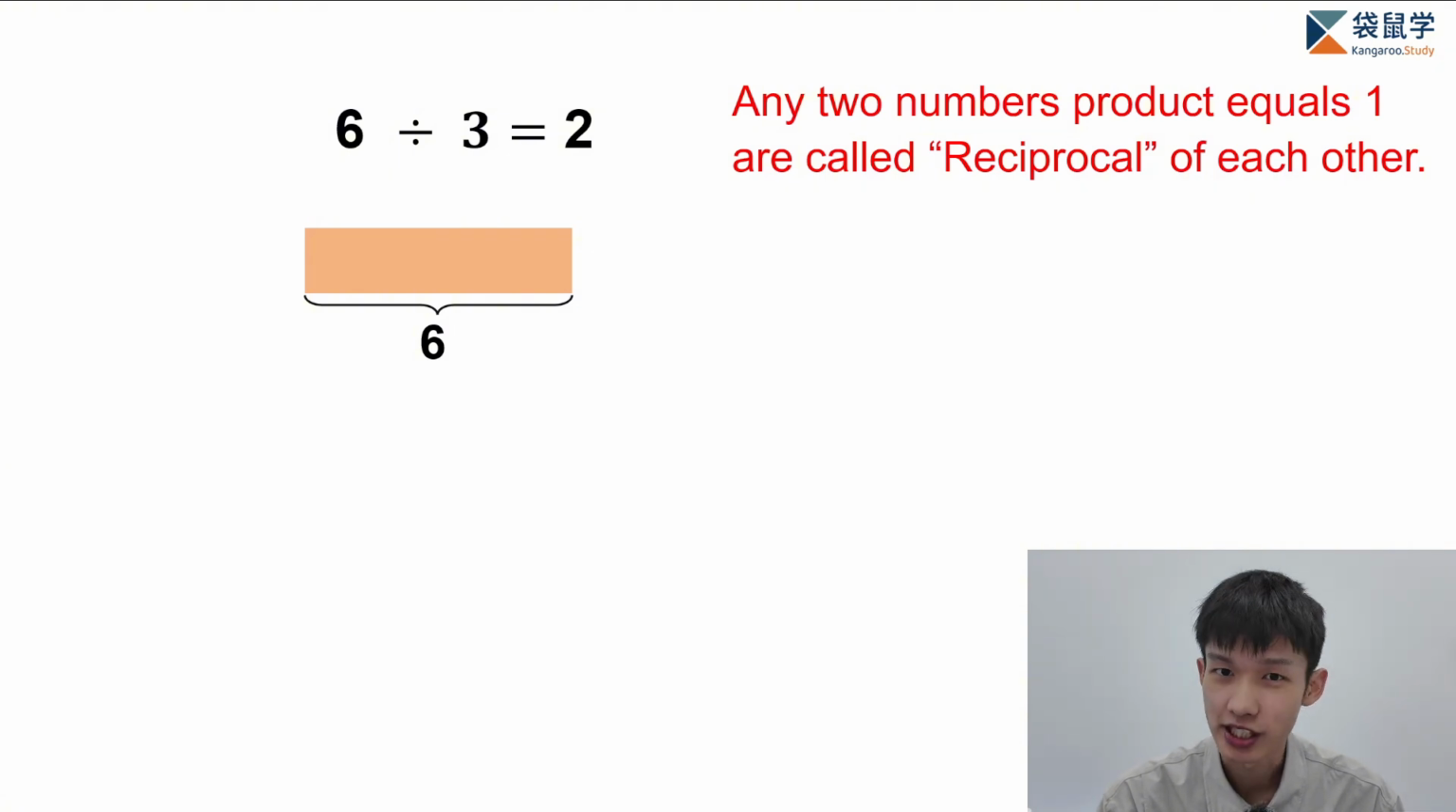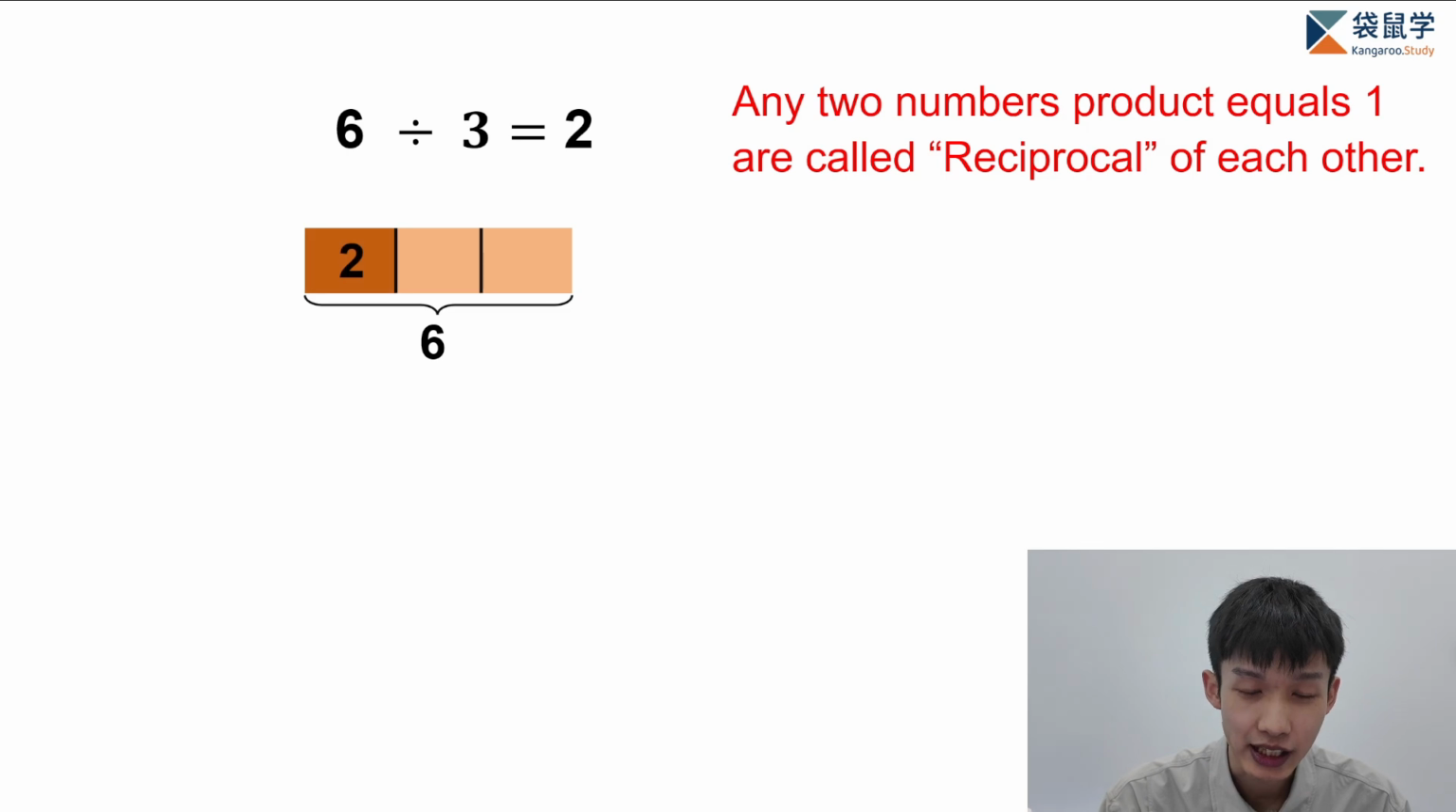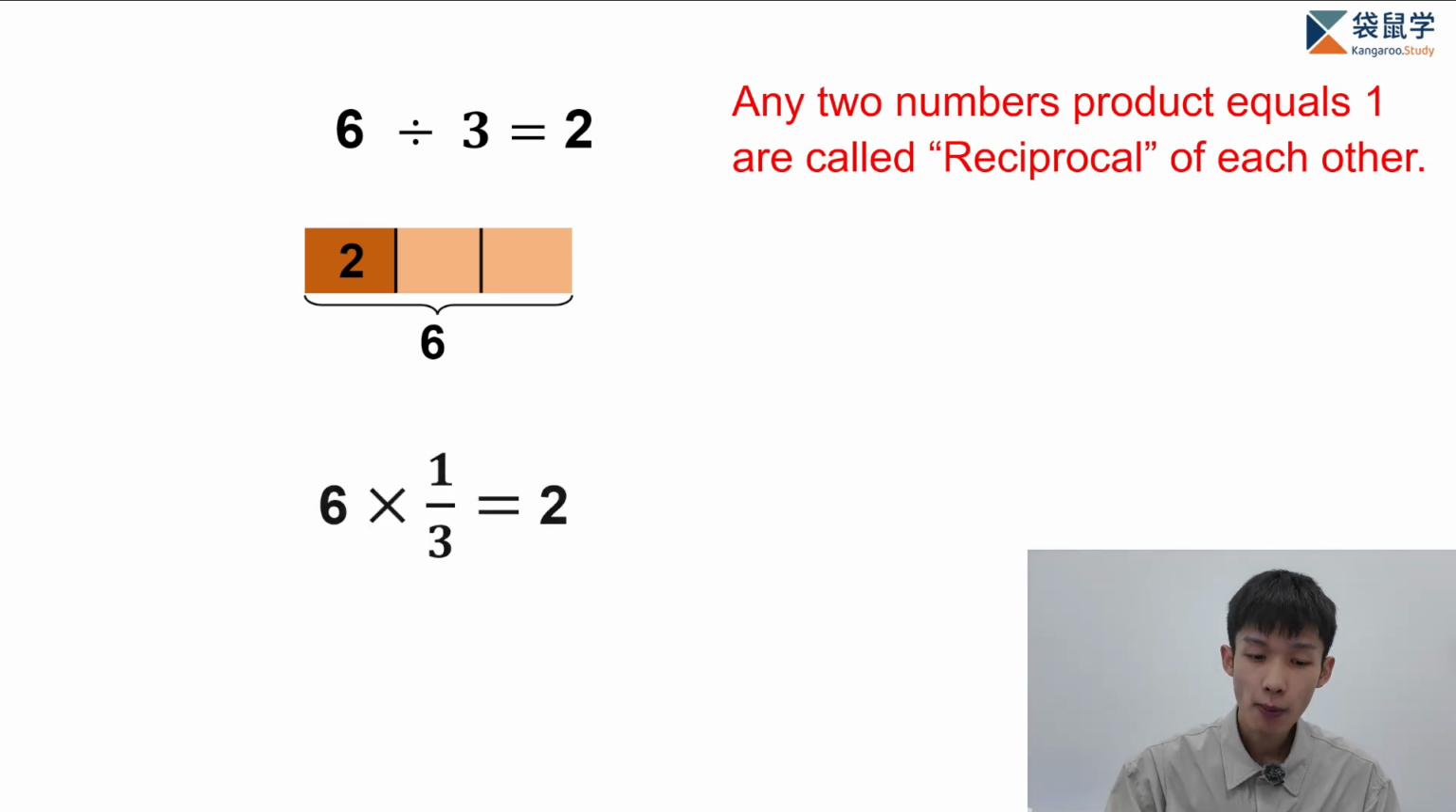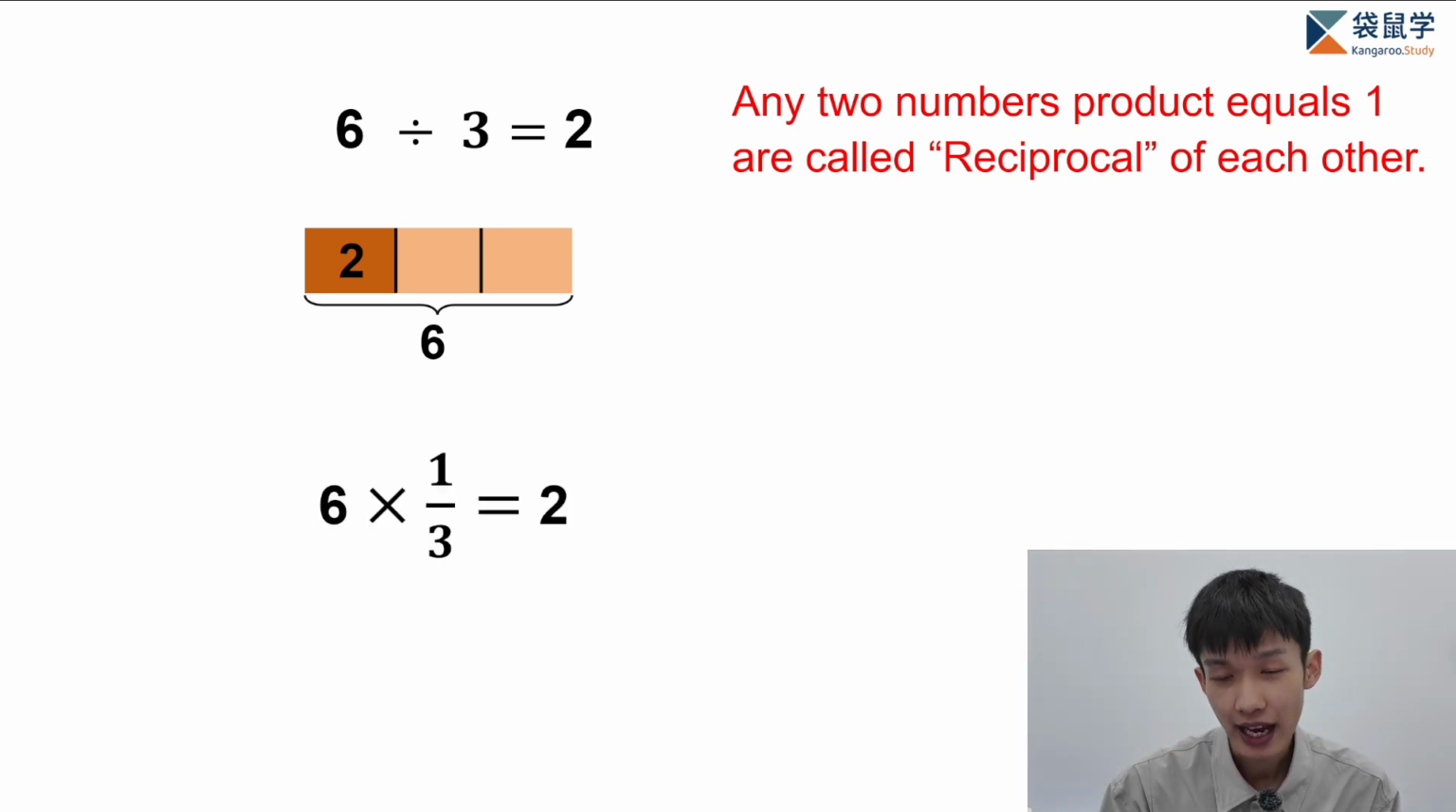Yes, very simple. We just need to cut it into 3 parts, and the 2 is what we get, one part of it. So for divided by 3, we get 2. But how about 6 times 1 over 3? It also equals 2. We need to show that.